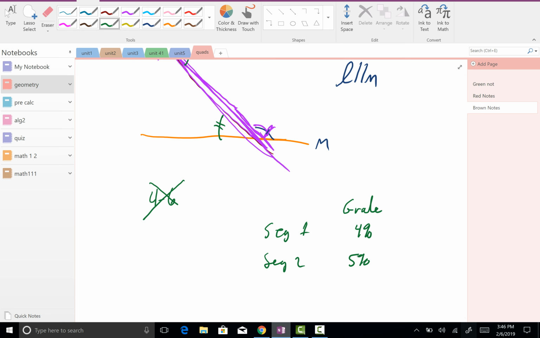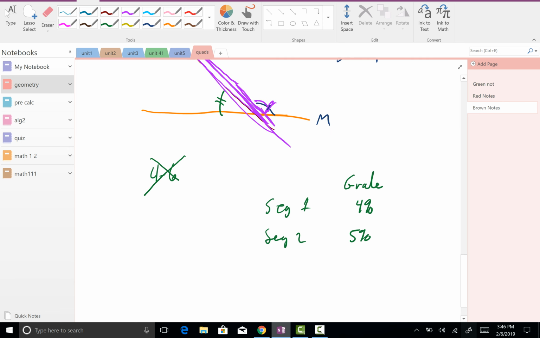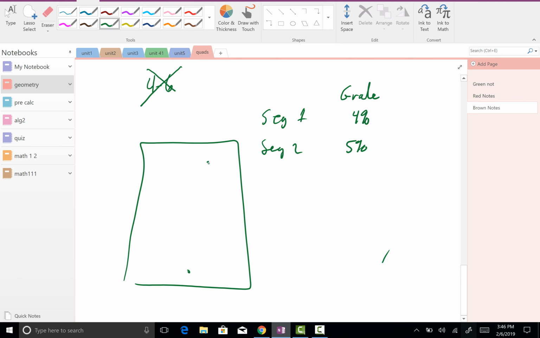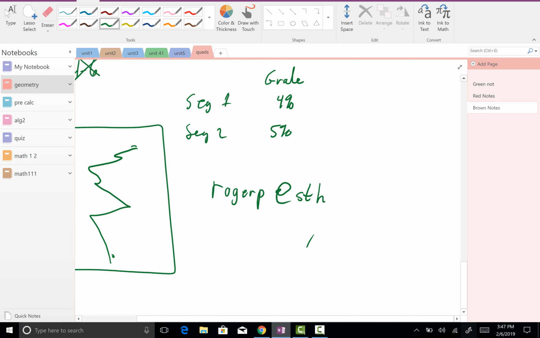You can answer them in Google Classroom, but if it's not allowing you to turn it in, it isn't going to help me or you. I also need a picture of your map. So here's the map, and here's the trail, and I need a picture of that. Take your phone out, take a picture, and send it to my email, rogerp@sthelens.k12.or.us. You have to do that.